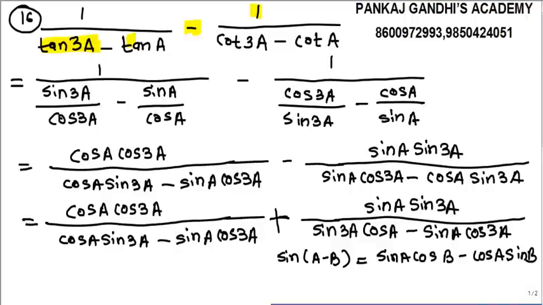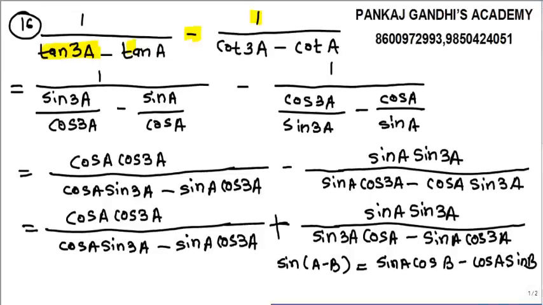Question number 16. Here we have to find the value of this expression: 1 upon tan 3A minus tan A, minus 1 upon cot 3A minus cot A. So in this question we can put the values of tan 3A and cot 3A in terms of sin and cos. Tan 3A is equal to sin 3A upon cos 3A minus sin A upon cos A. Similarly here, 1 upon cos 3A divided by sin 3A minus cos A upon sin A. Now the next step will obviously be cross multiplication.